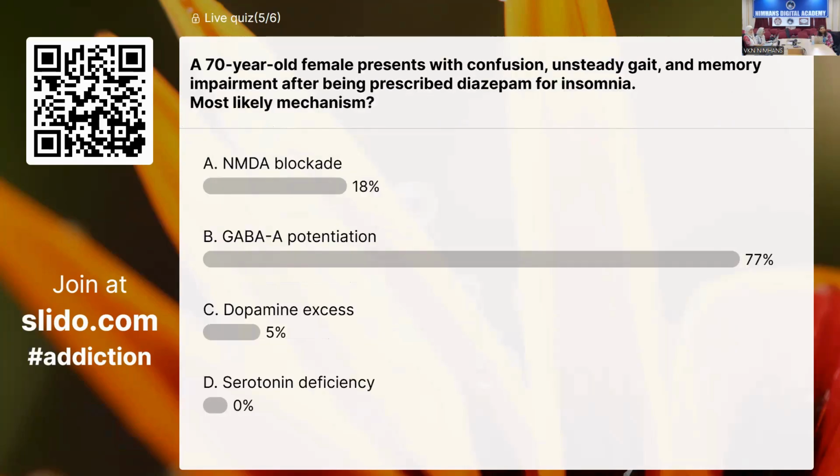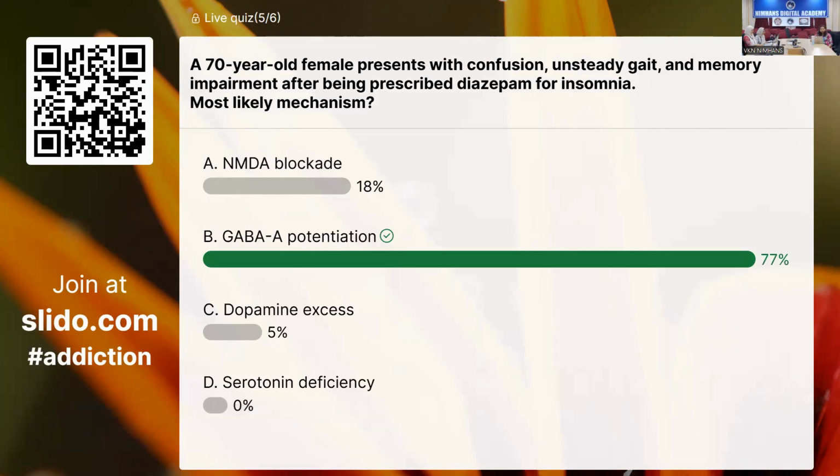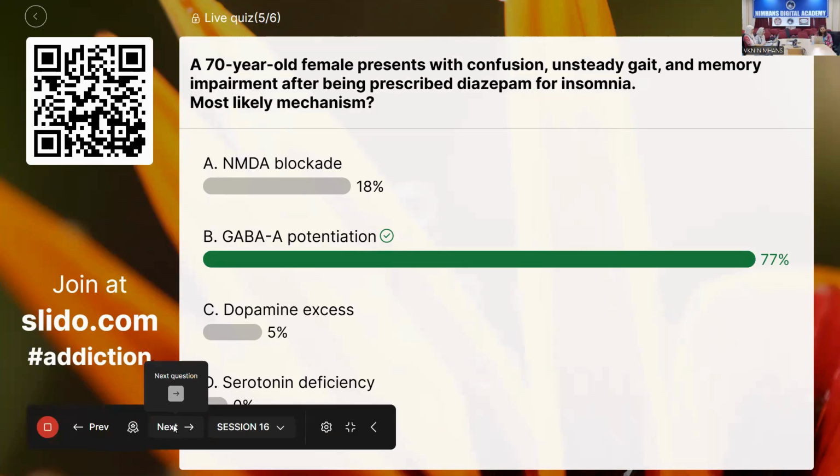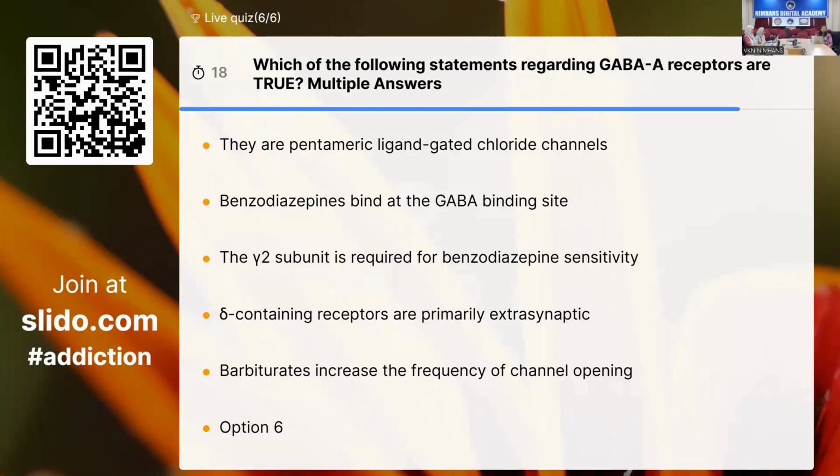It's a pretty straightforward question. Basically, it's GABA A potentiation, and diazepam being long acting, the drug accumulates, and the presentation that we have is mostly suggestive of benzodiazepine toxicity, which is due to the GABA A potentiation. Can we move to the next question? This is the last question. Which of the following statements regarding GABA A receptors are true? This is a multiple answer question.